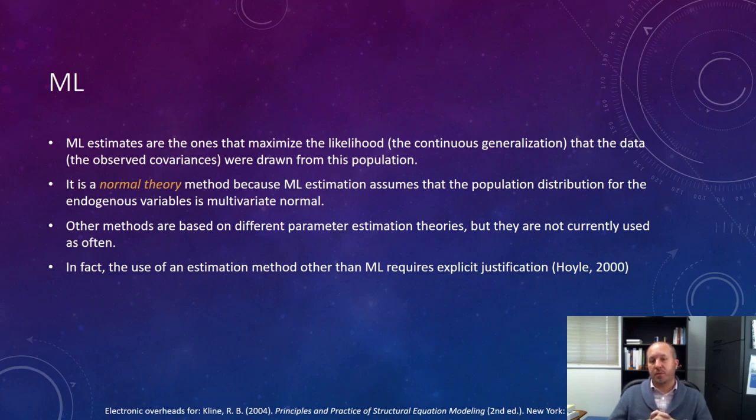And something else that we've seen, this is the last point on the slide here, is that because ML is such a commonly used estimation method, and it has become really the estimation method of choice and preference because of its reliance on normal theory and because of how well it's been documented to provide really good estimation, if you decide to use something different, such as MLR, you do need to explicitly justify why you are using a different estimation method than ML when you write up your results.